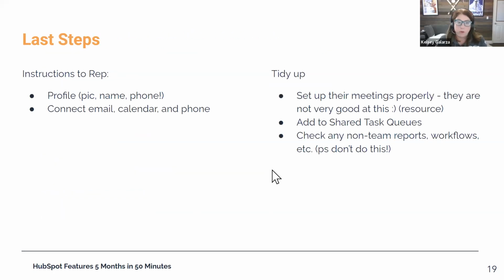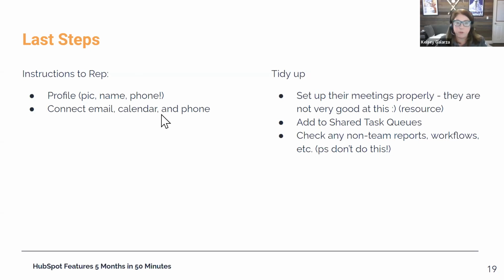So then once you've done those things, the last thing that you're going to remind your reps or your users to do is update their profile. So these are still the things you have to get them to do. They still need to put in their pretty picture. They still need to enter their name with proper capitalization and what they're called. They still need to add their phone number, etc. And they still need to connect their email, calendar, and phone.